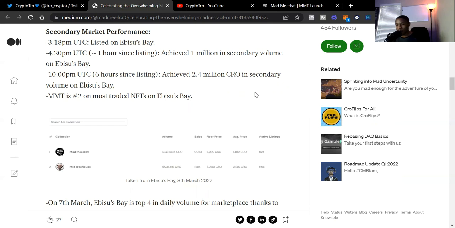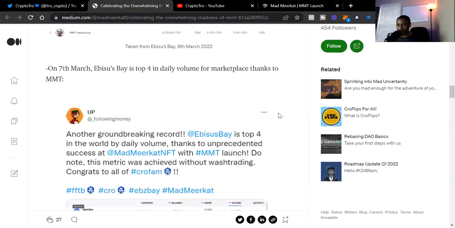So if you were able to get a Mad Meerkat or a Mad Meerkat Treehouse, that is big because of the utility it is going to have, man. If you read the white paper and you know about the Treehouse, you know it has so much utility. We have the Mad Sacks coming. The Mad Token is coming first, then the Mad Sacks. And it's going to be just crazy, man. So let's continue to scroll down.